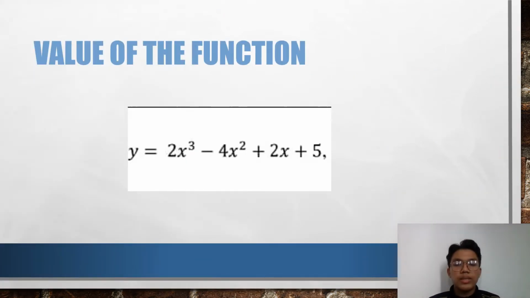Okay, so now this is question number 2, the value of the function. It is y equals 2x^3 minus 4x^2 plus 2x plus 5. So this question will be answered by my friend, Hafiz.